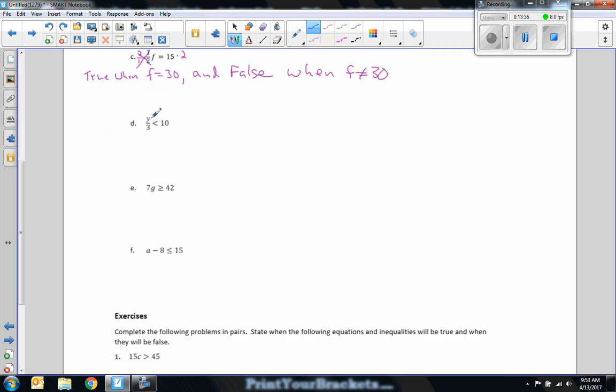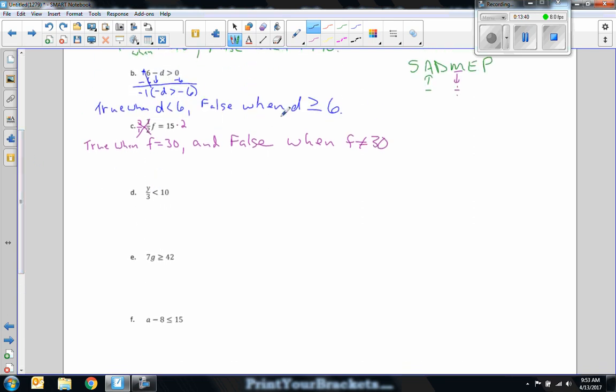Okay, D. Again, we have division. So we have y divided by 3. That is division. The inverse of division is multiplication. So I am going to multiply both sides by 3. And those cancel. And I get y is less than 10 times 3, which is 30. So this is true when y is less than 30, and false when y is greater than or equal to 30.